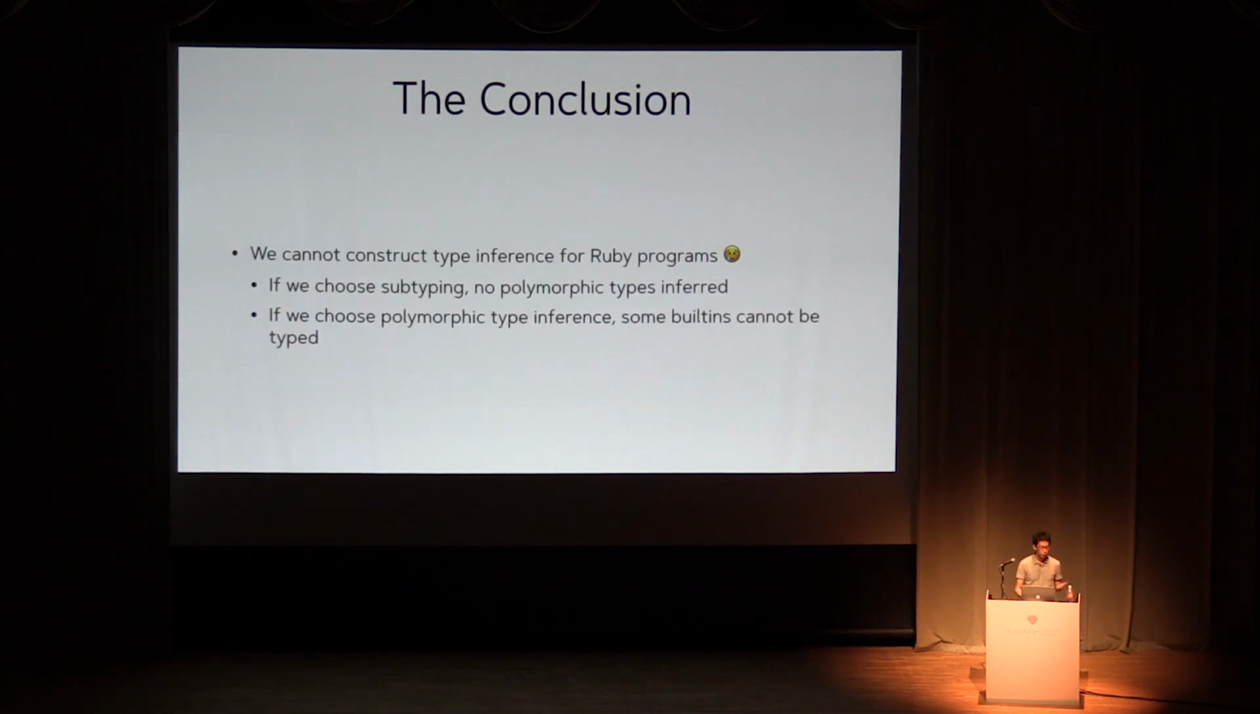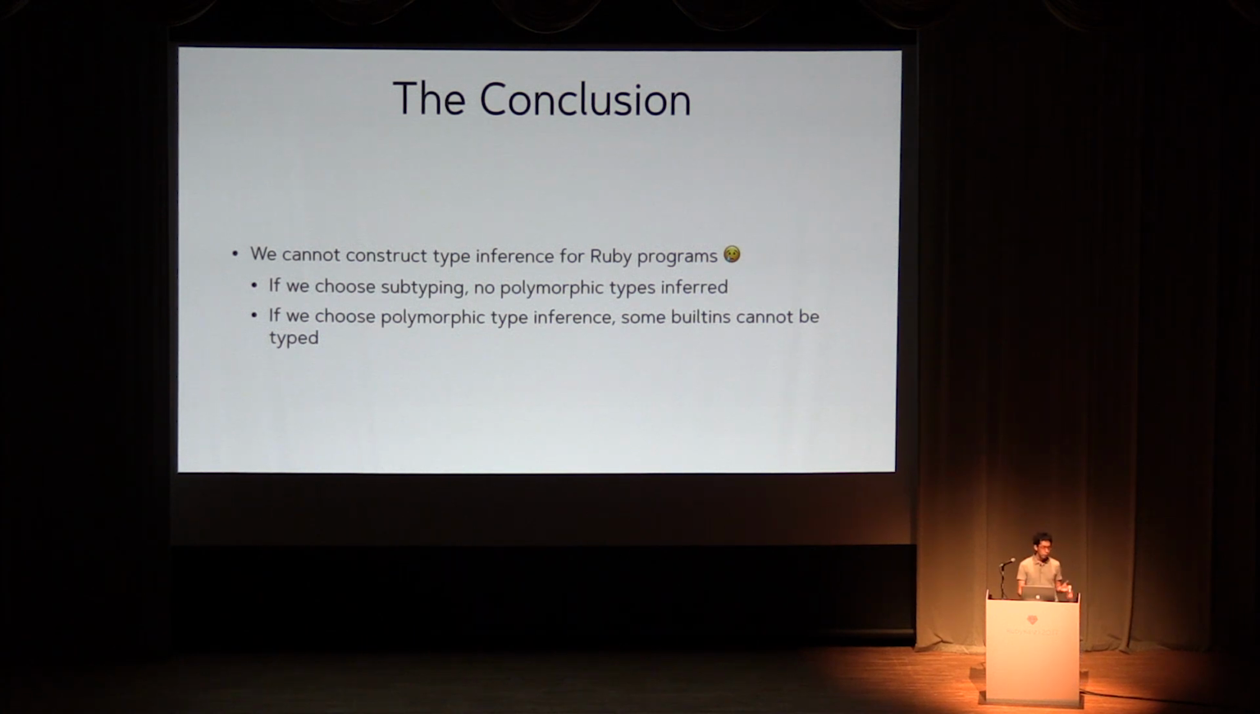So this is the conclusion about type inference for Ruby programs. It's really a sad thing, but we cannot construct a type inference algorithm for Ruby programs. If we choose subtyping, we cannot infer polymorphic types. If we choose polymorphic type inference, some built-ins cannot be typed. So there is nothing we can do for this currently.